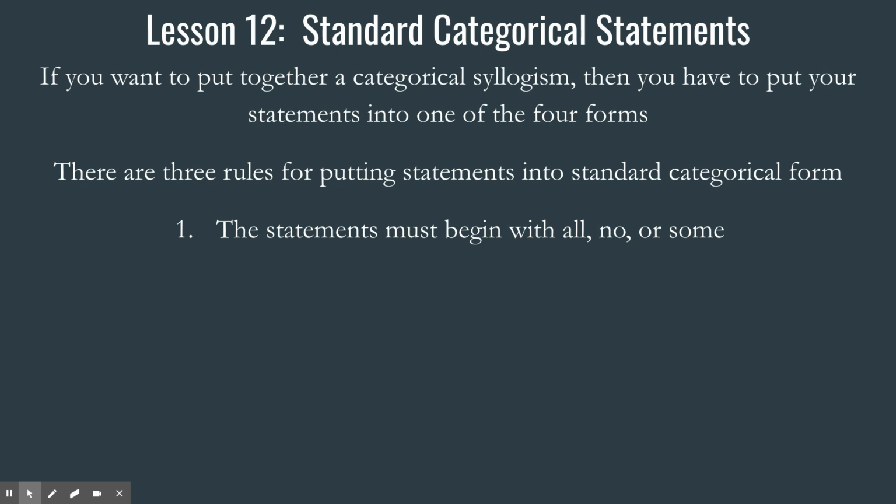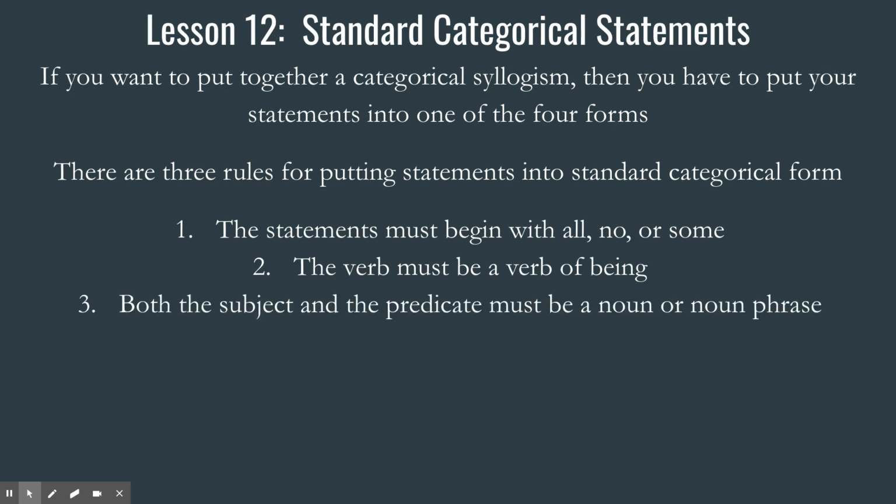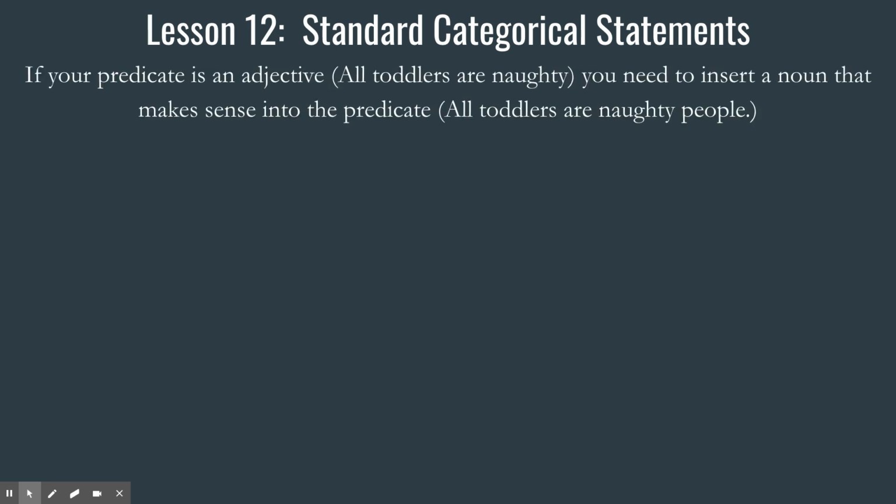So remember, you've already gotten this into standard form. Subject, verb, form of the verb to be, predicate nominative, and now we've got to change the subject to be all, no, or some. The verb must be the verb of being, so that's the only verb that can be in a categorical statement. Is, are, were, will be, so on and so forth. And both the subject and the predicate must be a noun or a noun phrase. Okay? A noun or a noun phrase.